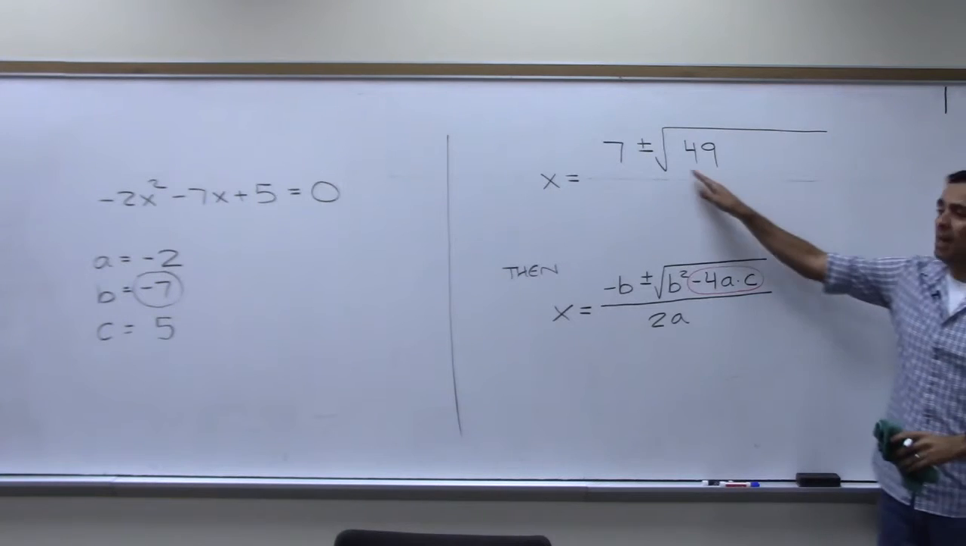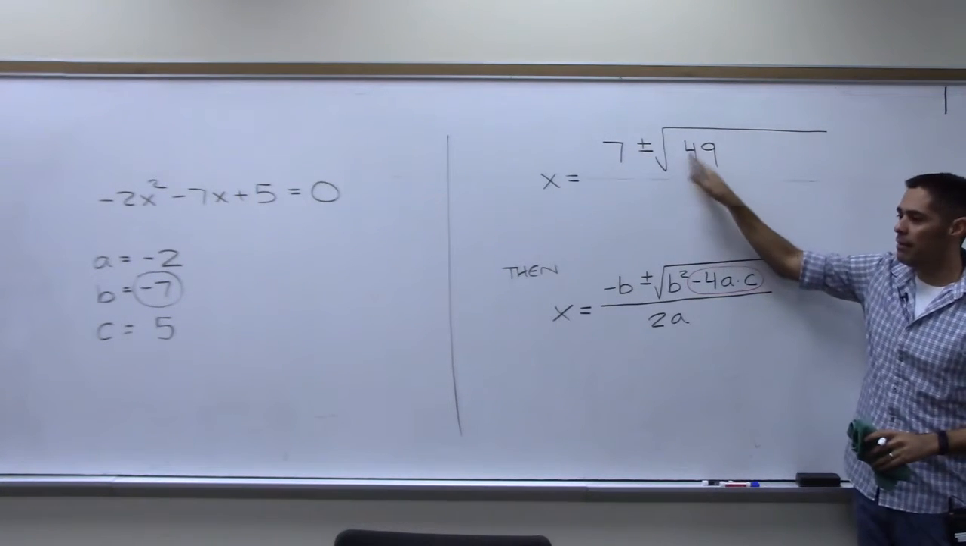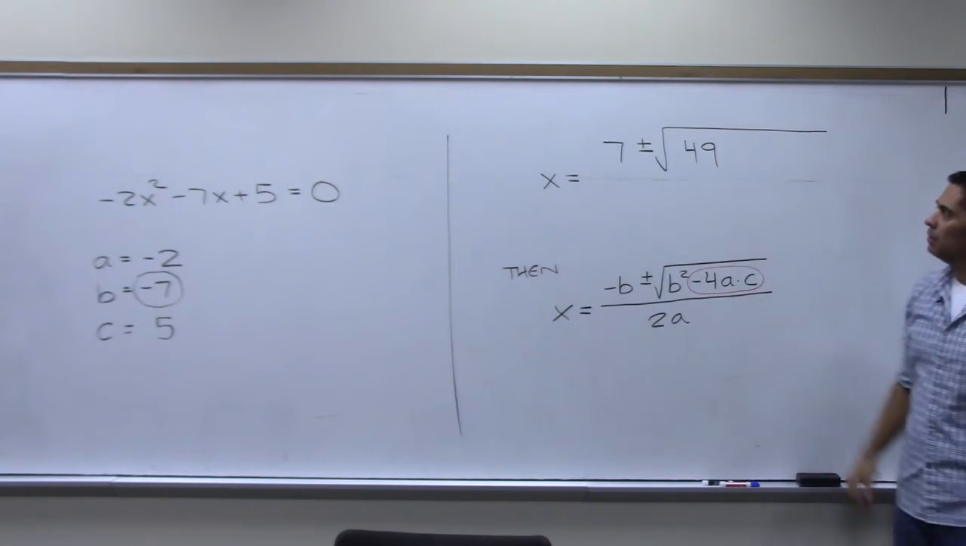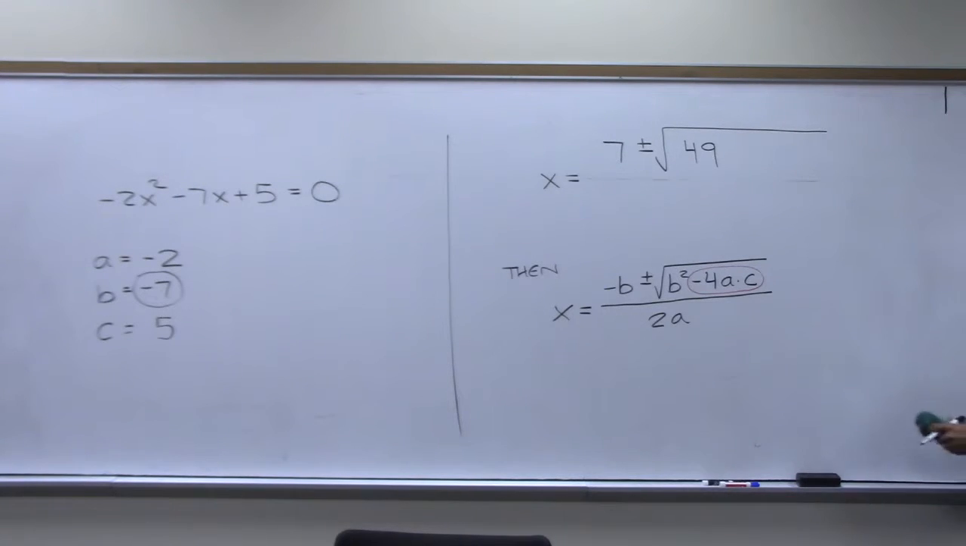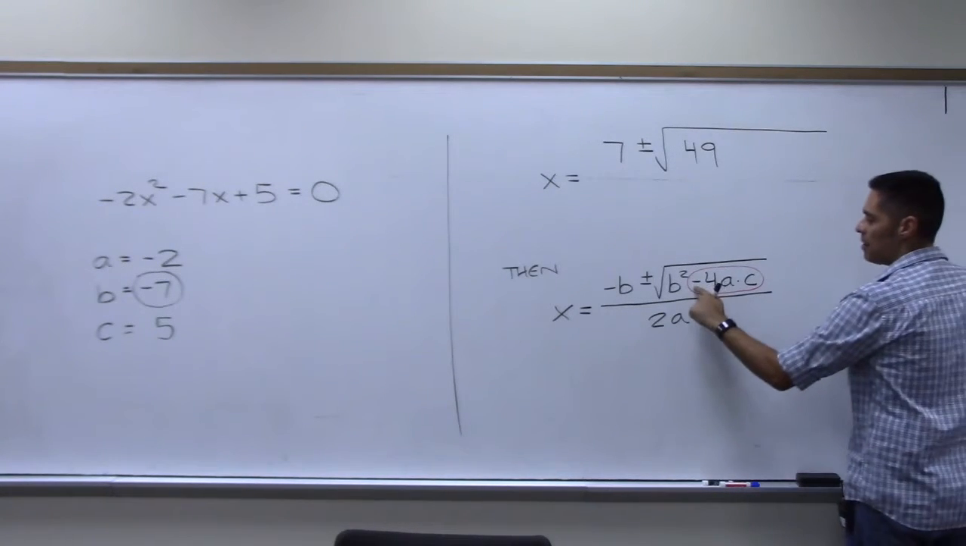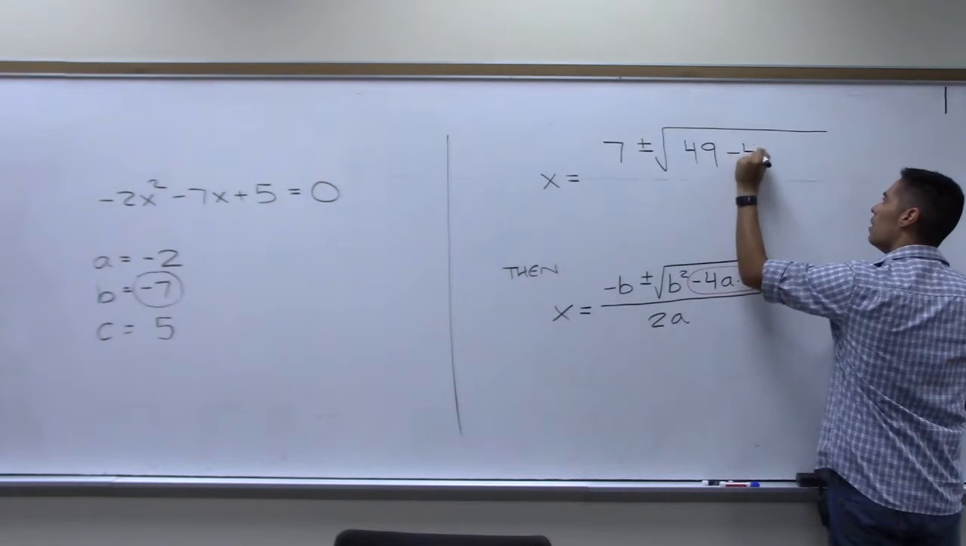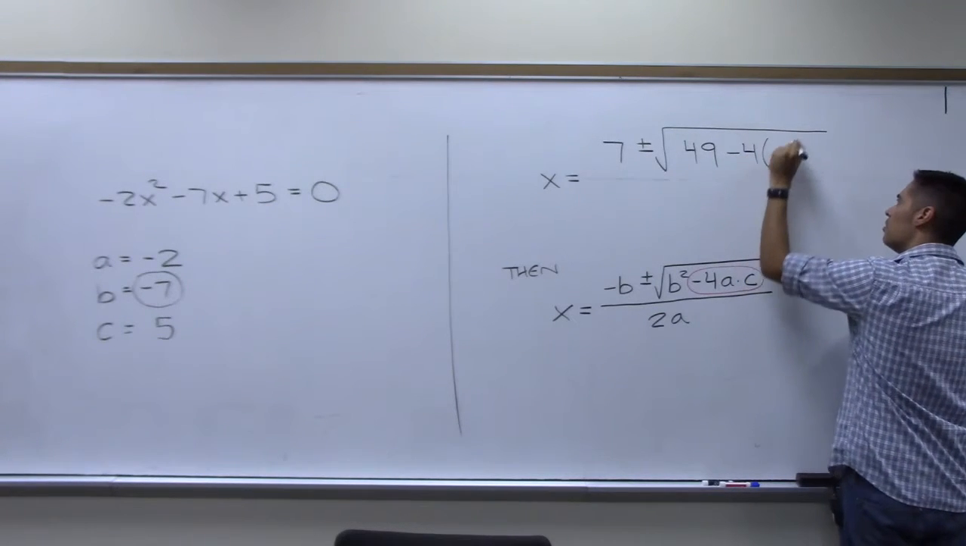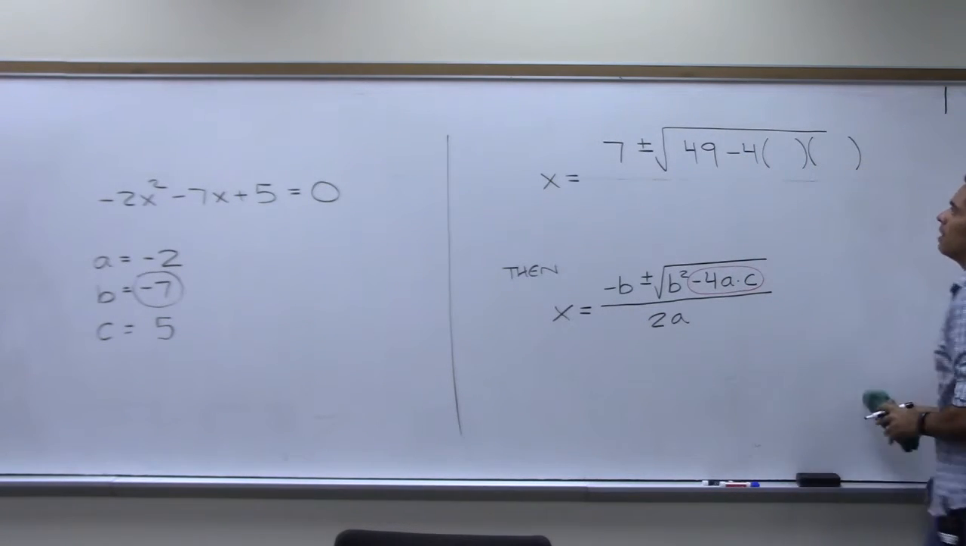It will never be negative in this formula. Ever, ever, ever. This will never be a negative number. With me? All right, so here's the part that's confusing. So I'm just going to write this down. Minus 4 times, now I'm going to do two sets of parentheses for the things I'm going to plug in there.